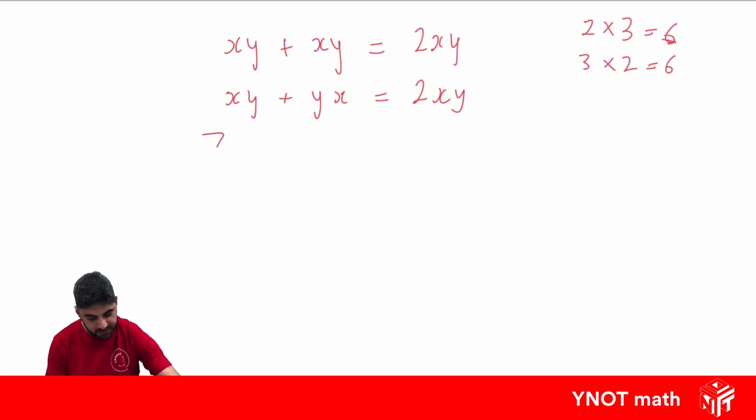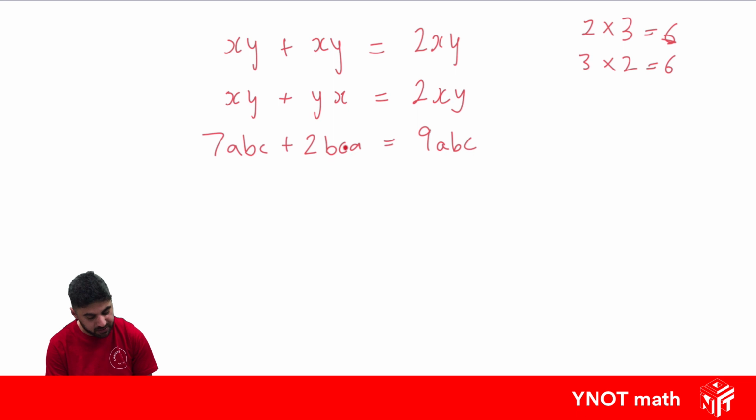What about 7abc plus 2bca? Well, that's 9abc. So we can add these together because we've got a times b times c, a times b times c. They're not in the same order, but they are like terms, and we can just add the coefficients together. 7 plus 2 gives 9. And it's important to note that when you write your final answer, you want to try and write your pronumerals in alphabetical order. That's just a common thing that we do in maths. Let's have a look at another one.